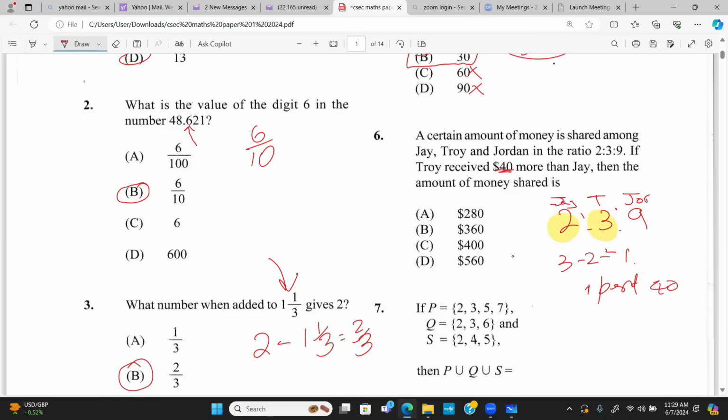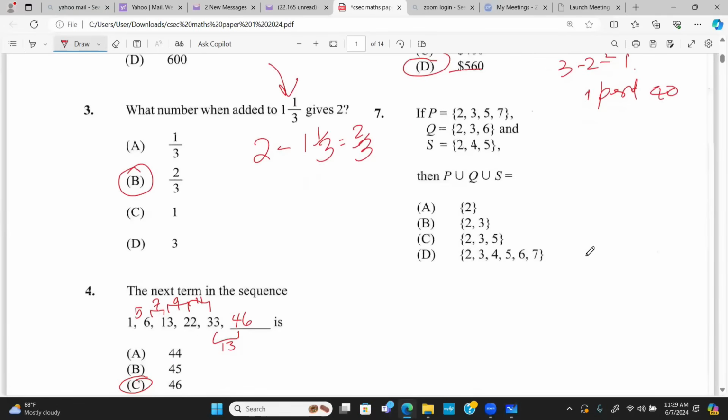So here's the question: then the amount of money shared was what? Now, what's the total parts? We're dealing with 2 plus 3 plus 9, which is 14. Take your time, make sure that's 14. So basically it's going to be 14 times 40, because we realize 1 part is 40. So 14 times 40 will give us 560. Remember, the question asks for the total amount of money shared. So 1 part is 40, so 14 parts is 560.